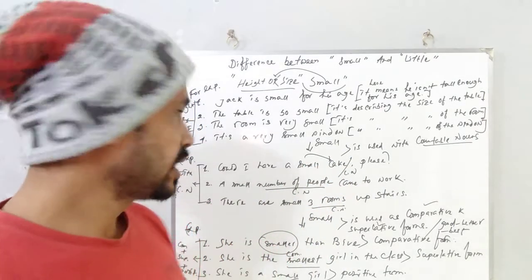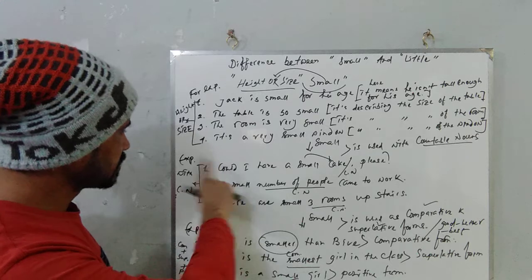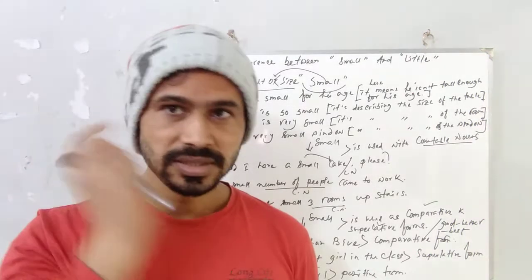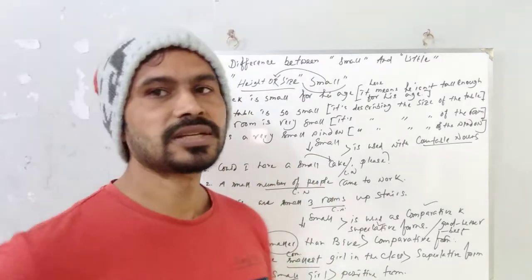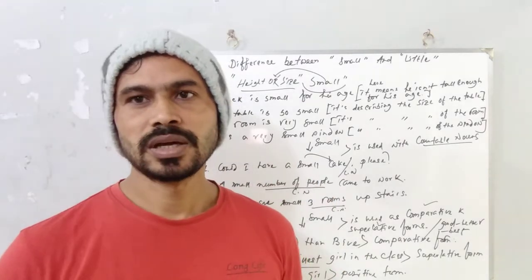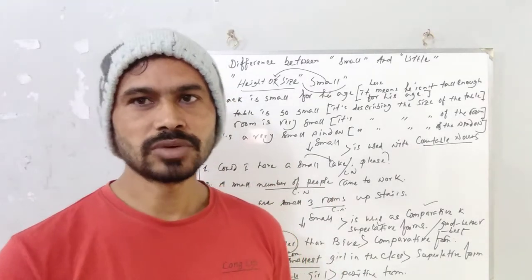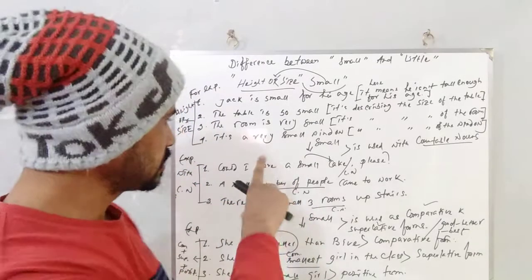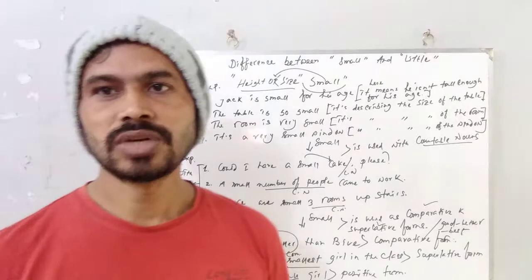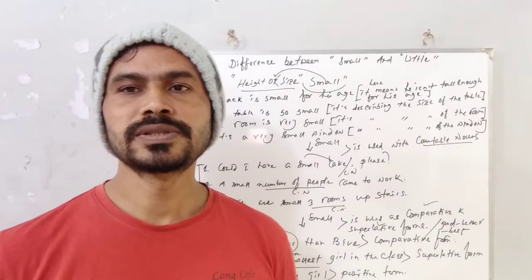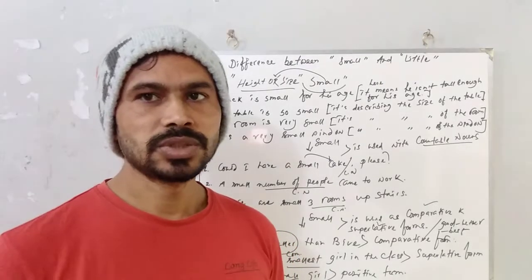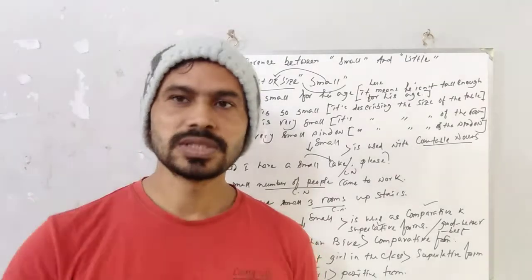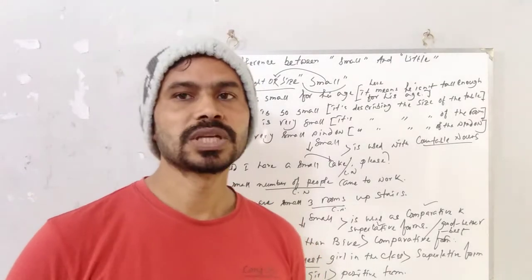So I think, my friends, here I have mentioned three sentences, and in these three sentences we use small with countable nouns. My friends, so you got my idea, and I think you understood properly. Okay, so next.